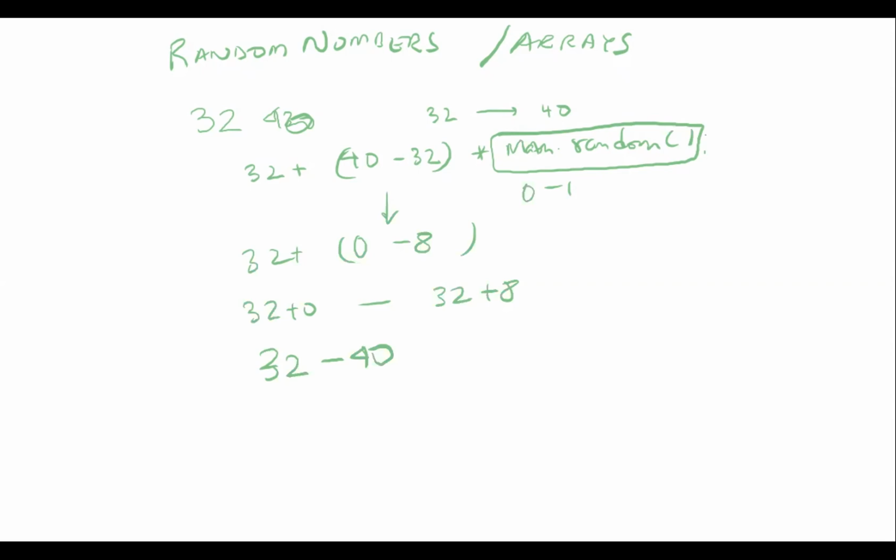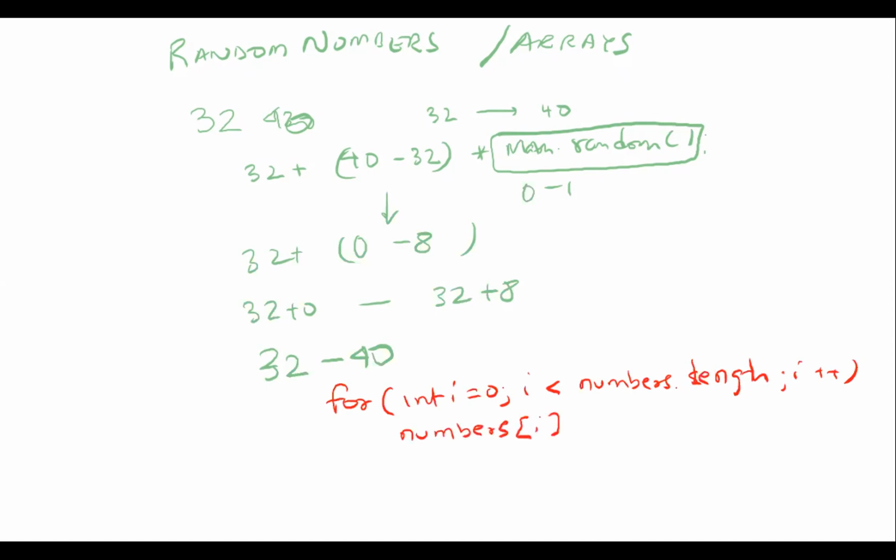Now, assuming I want to put this in an array, how do I work there? So if I want to put this in an array, I'm going to use a for loop. I'm going to say int i equal to 0, i less than the size of the array. So assuming it's numbers, numbers.length, i plus plus. And then I'm going to say numbers[i] should equal to, assuming I want numbers between 32 and 40.